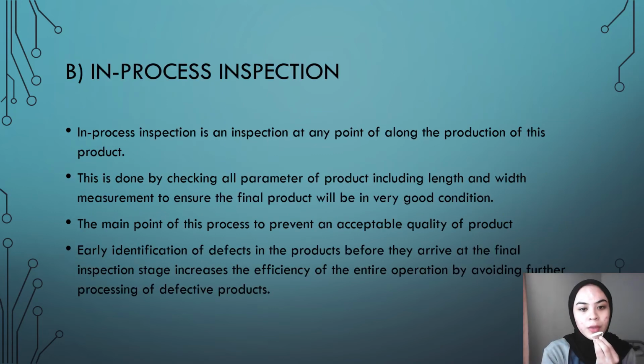We move to the in-process inspection part. In-process inspection is an inspection at any point along the production of this product. This is done by checking all the parameters of the product, including length and width measurement, to ensure the final product will be in a very good condition. The main point of this process is to prevent unacceptable quality of product. Early identification of defects in the product before they arrive at the final inspection stage increases the efficiency of the entire operation by avoiding further processing of defective product.